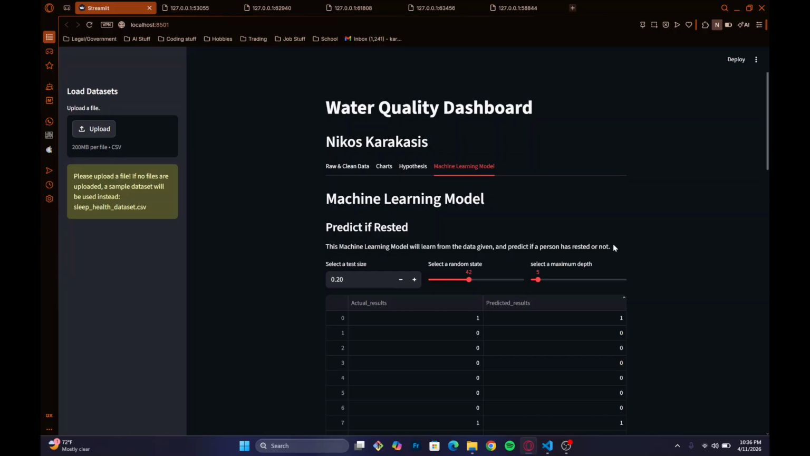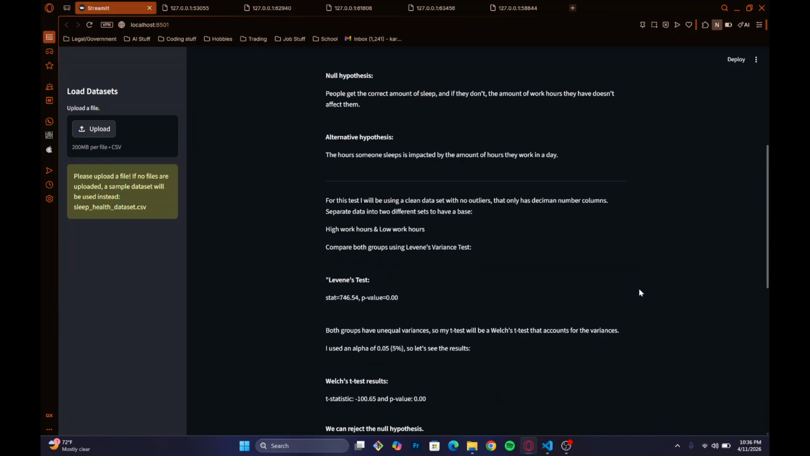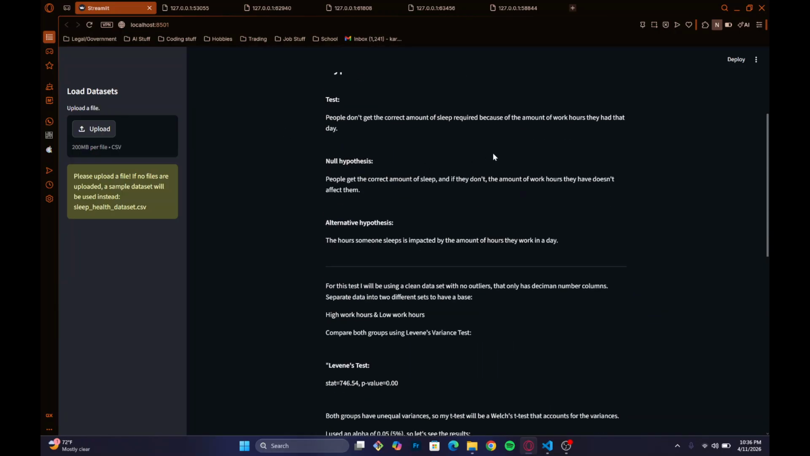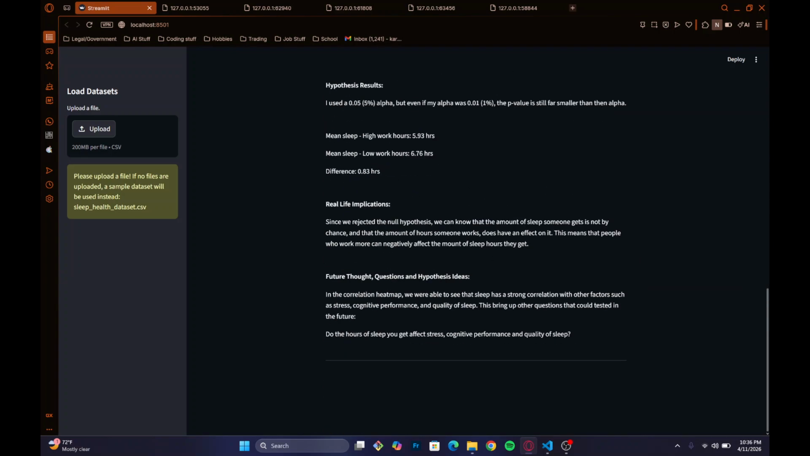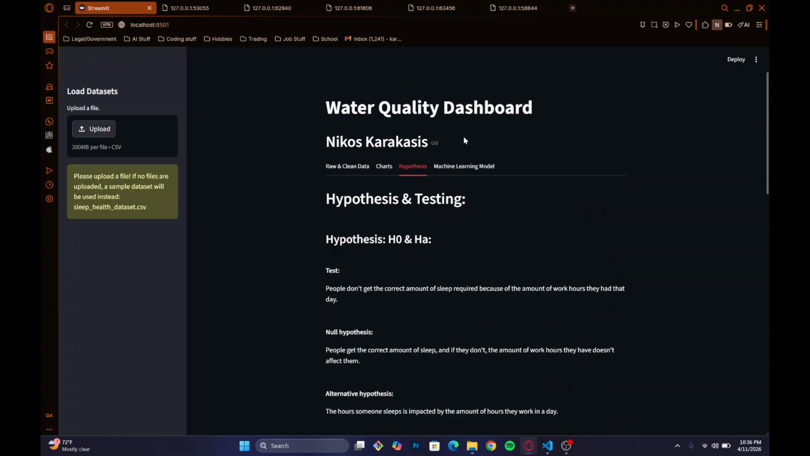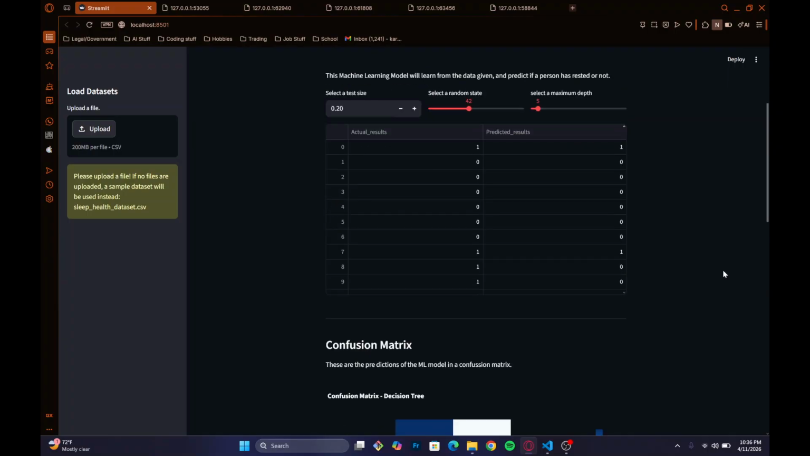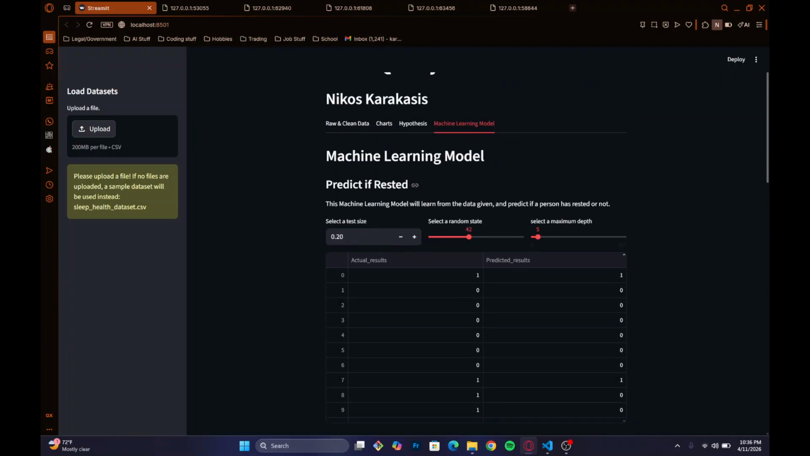So, just for background information, some of the factors that I used for this machine learning model are, like I said before, sleep hours and work hours. But alongside that, I also used stress, cognitive performance, and quality of sleep as some of the factors that went into whether someone rested or didn't rest.